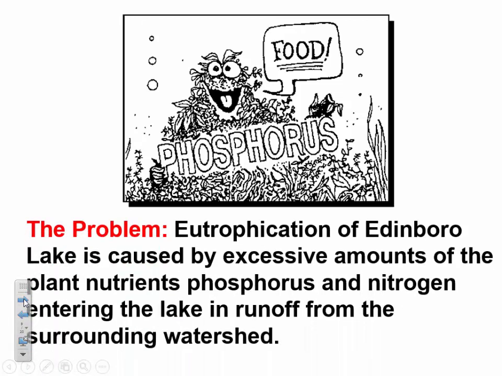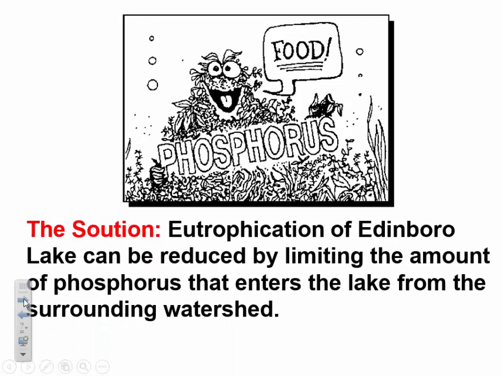So to summarize, eutrophication of Edinboro Lake is caused by excessive amounts of the plant nutrients phosphorus and nitrogen entering the lake in runoff from the surrounding watershed. If we want to reduce the amount of eutrophication in Edinboro Lake, we can accomplish this by limiting the amount of phosphorus that enters the lake from the surrounding watershed.